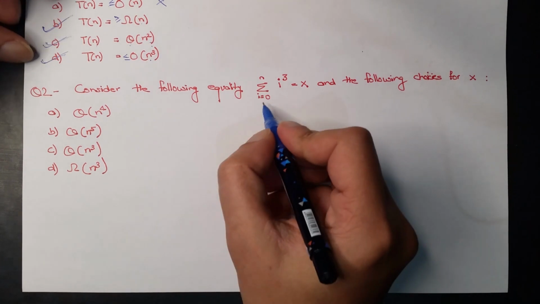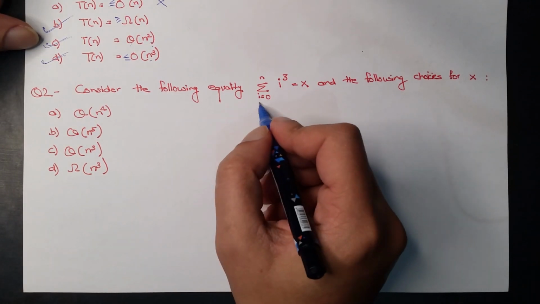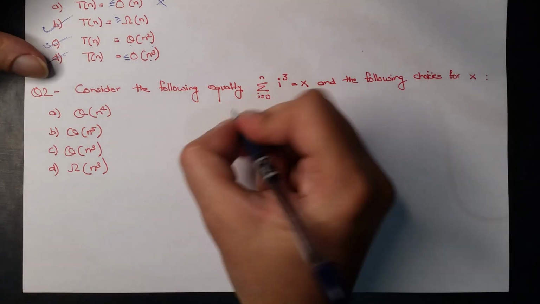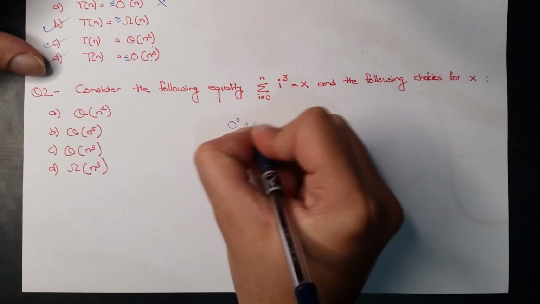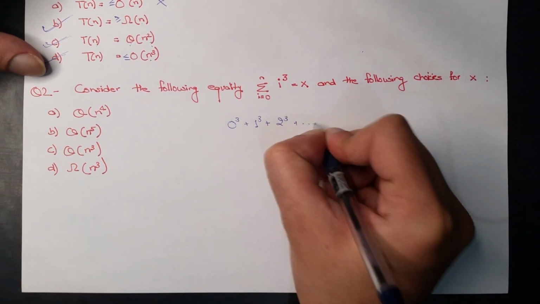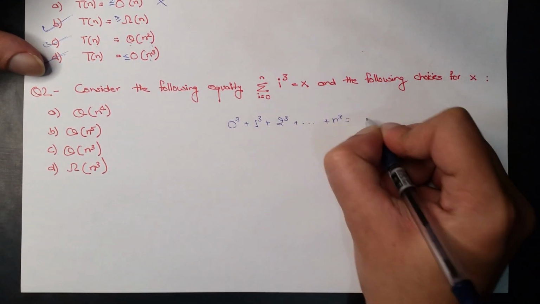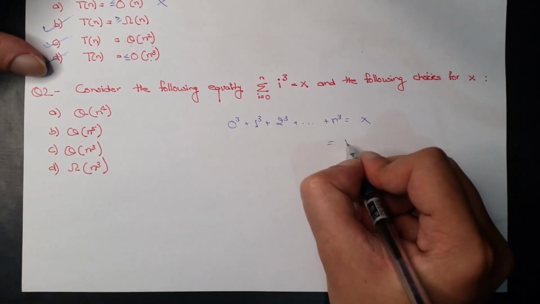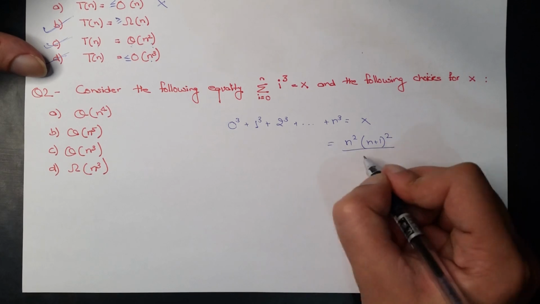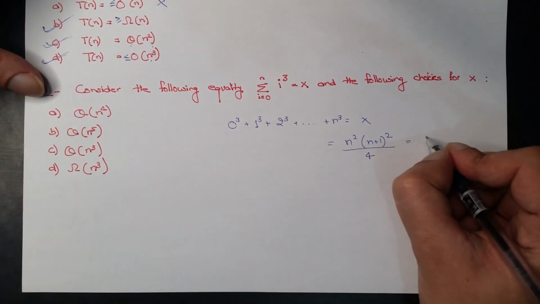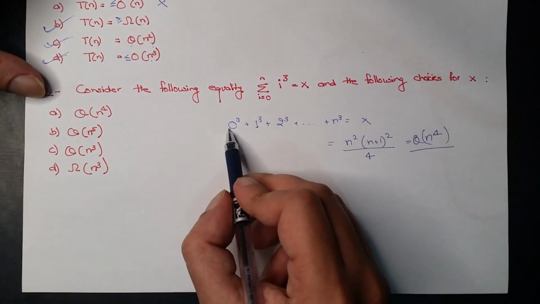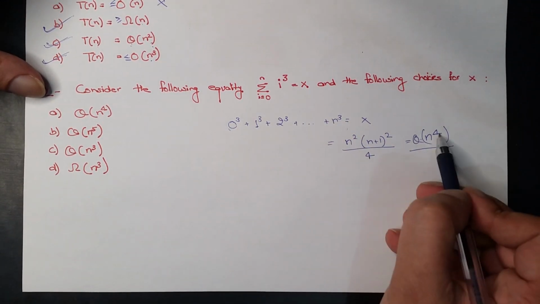Consider the following equality. Sum of i cube for i equal to 0 to n is x, and the following choices for x. Which one is correct? Now we know that the sum of cubes of numbers, 0 cube plus 1 cube plus 2 cube up to n cube is x, which can be written as n square into n plus 1 square by 4, which is n to the power 4. Time complexity for the summation of cubes is n to the power 4.